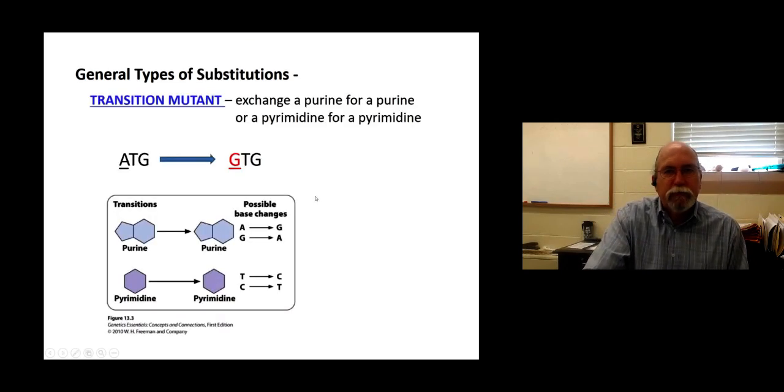Okay, so just a simple definition. A transition mutation is when you stay in the same class of the base that you started with, right? In other words, a pyrimidine stays a pyrimidine, a purine stays a purine. So there are 4 possible base changes that allow that. You can have your pyrimidines, T changing to C, or C changing to T, or you can have your purines, G to A or A to G. So 4 possible outcomes there.